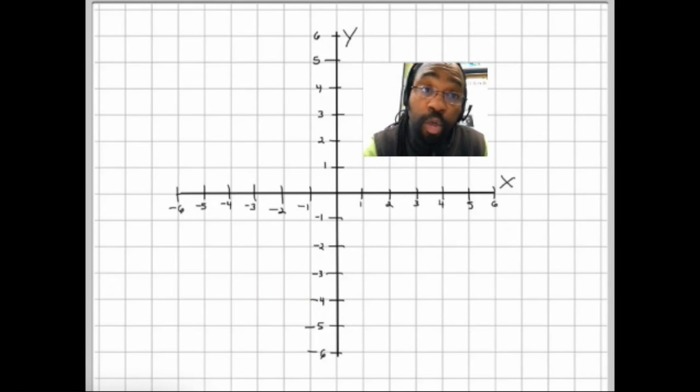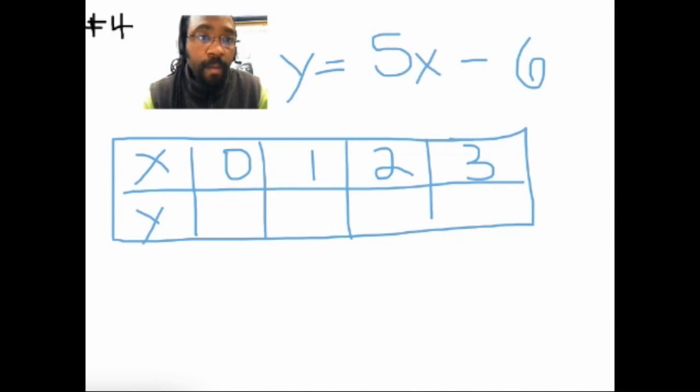Take a look at numbers 2 and 3, taking note of the x and y values and list them out, and you will find the domain and range of each of those graphs. In number 4, we're going to go ahead and complete the input-output table to find the domain and range of this function that you can see, y equals 5x minus 6.